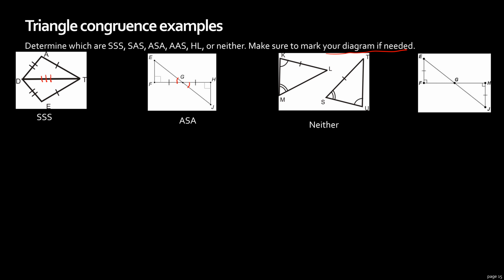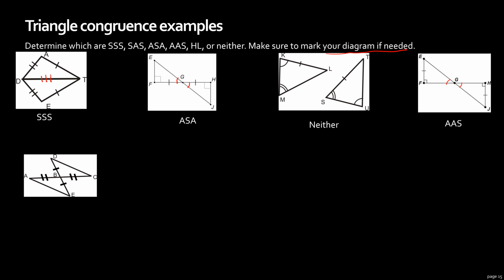What about this diagram right here? Are these two triangles going to be congruent? So again, you want to make sure that you're marking the diagram. So I have a pair of vertical angles. All right. Now here I have angle, angle, side. Angle, angle, side. So these two triangles are going to be congruent to each other. Well, what about these two triangles? Are they going to be congruent?